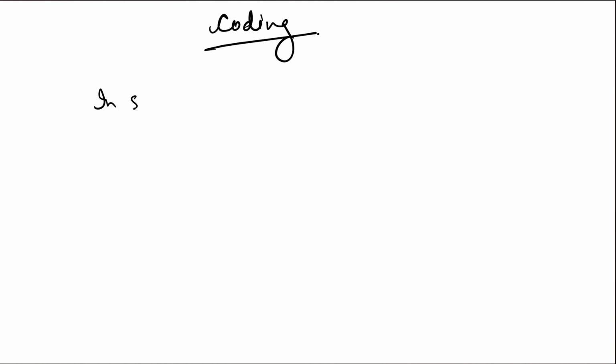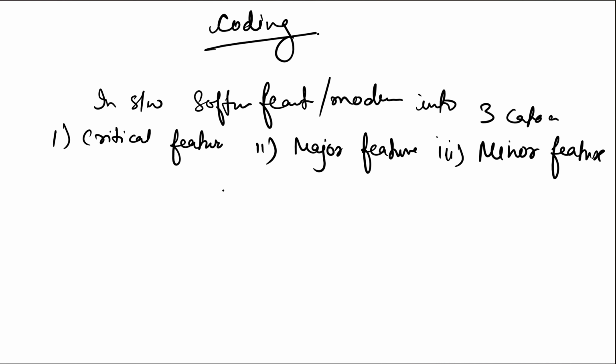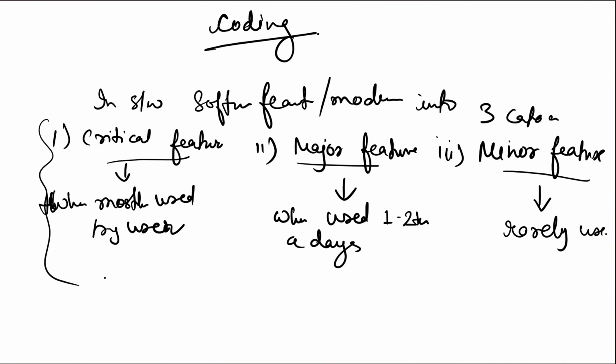In a software company, the software features, that is software feature or module, are divided into three categories. First is critical feature, second is major feature, third is minor feature. So what is a critical feature, what is a major feature, and what is a minor feature? Critical features are those features which we use daily, which are mostly used by users. Major features are those features which are used once or two times a day, and minor features are those which we rarely use.